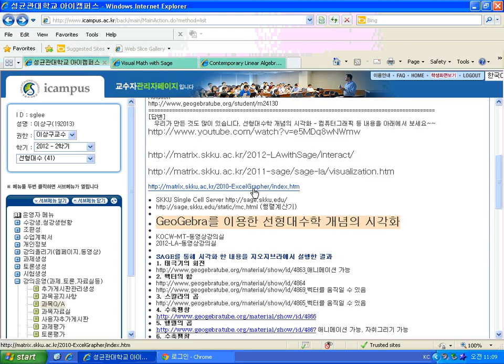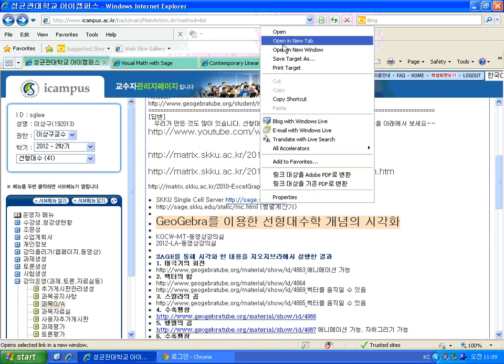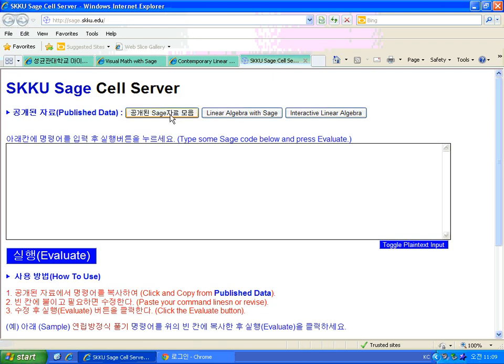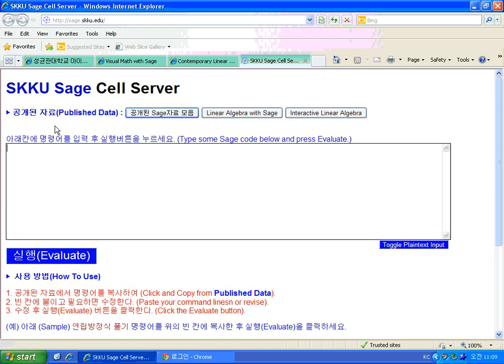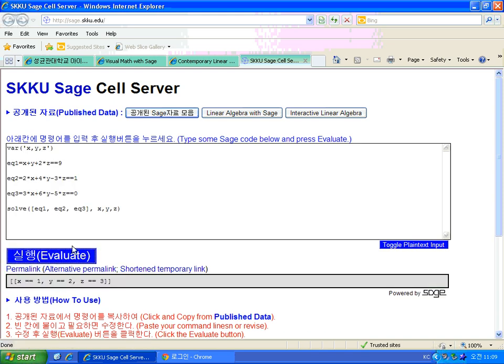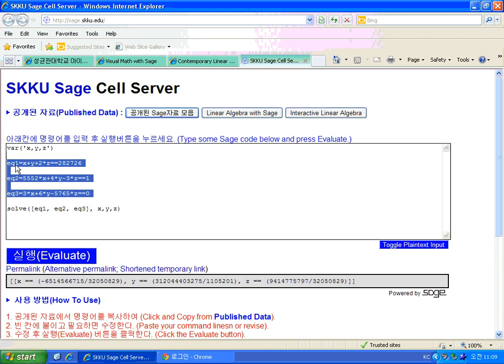So that's not all. Here are some others. Here's the Excel graph that I showed you. This is a single cell server. For example, if you want to solve a linear system of equations, you don't even need to log in. You just solve this system of equations. If you change the number or coefficient, then you will have different solutions like this. And also, you can make not only a three-variable equation, you can make a larger size without doing anything, isn't it?